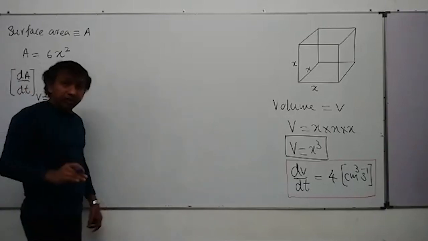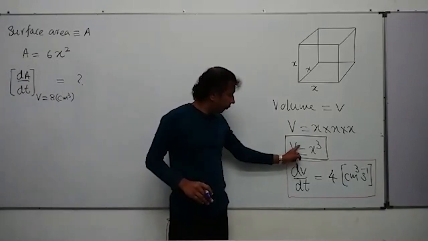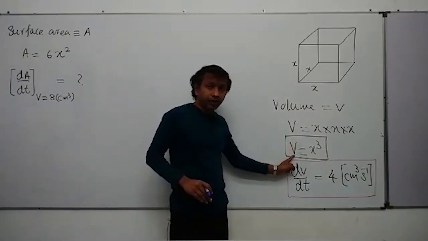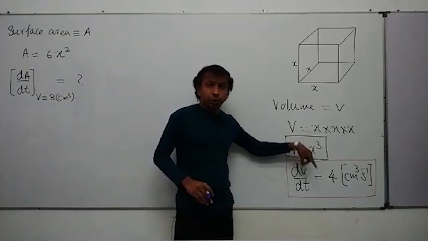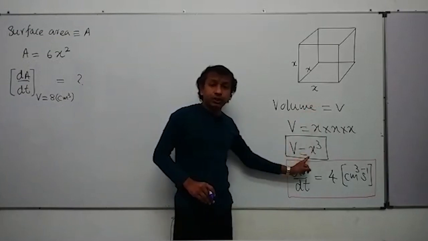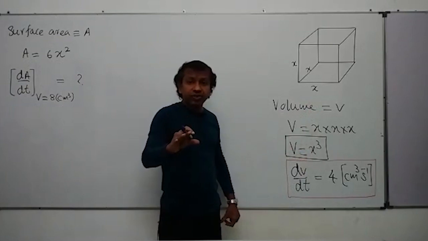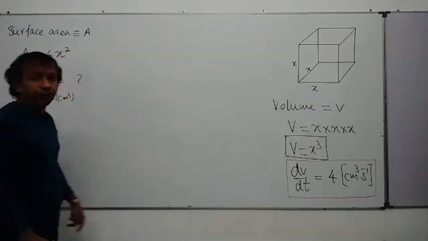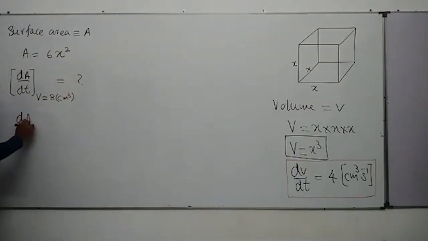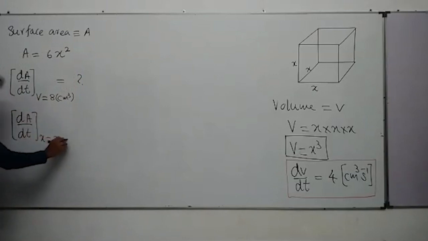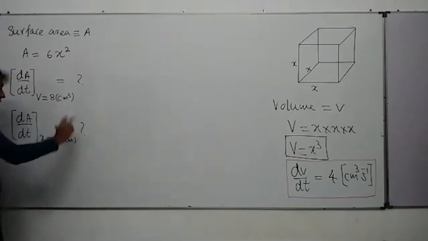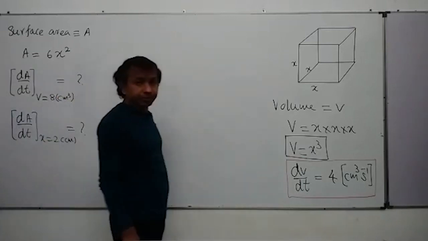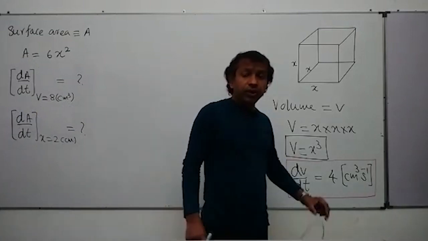People, volume 8 means this V is 8, no? When V is 8, 8 equals x cube, meaning 2 to the power 3 is 8, no? Then x takes 2. Then volume 8 means the same thing as x is 2. Then really what we need to find is dA by dt at x equals 2 centimeters. This is what, in other words, we need to find. Correct, no? Yeah. Now let's see how to find that.